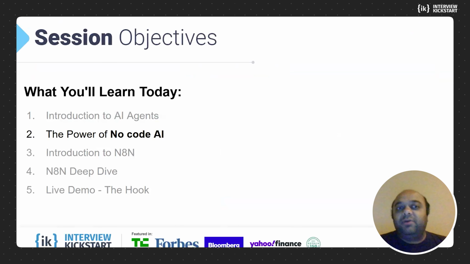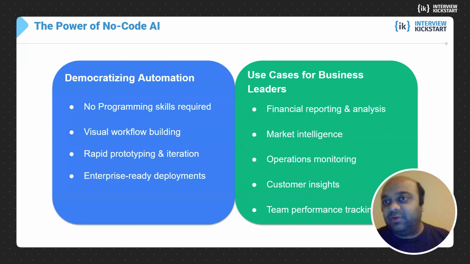So what is the power of no code AI? Very big question, right? Like no code AI. We have heard of no code, low code, many such terms. What does that mean? That means that you don't need any programmatic skills. You are able to build the workflows just with visual elements. It is very efficient in rapid prototyping and iterations. Some environments actually give you enterprise ready deployments. Wow, right? It can do a lot of things for you.